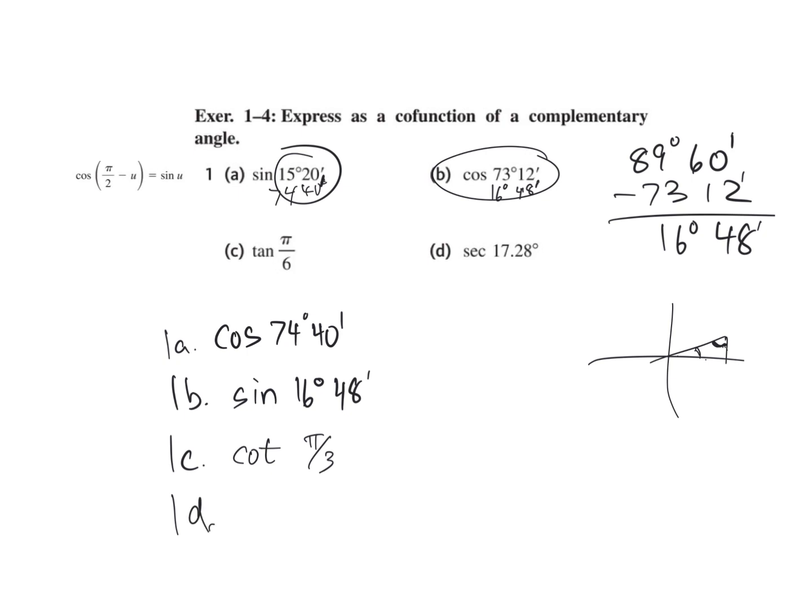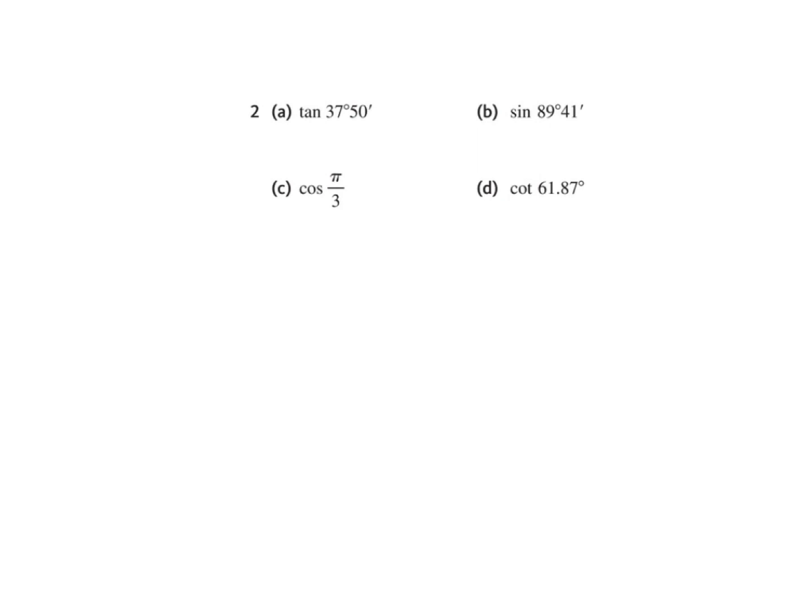And 1d, the secant of 17.28 degrees. The cofunction of secant is cosecant, and we do the exact same thing: 90 minus 17.28 degrees. So this would be 72.72 degrees, cosecant.